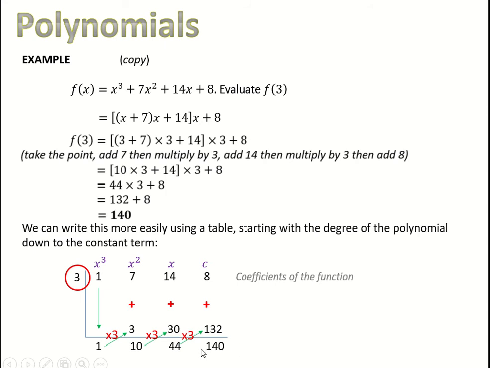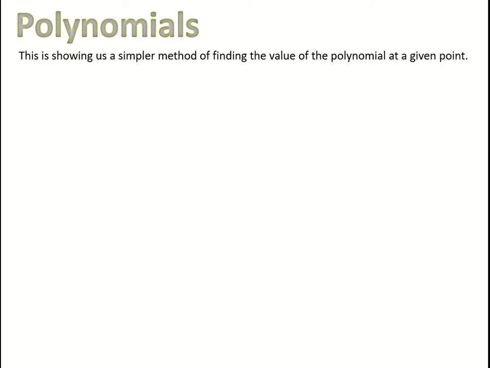If we're going to factorize this, if we're going to find a factor, then this number being 0 would tell us that it is a factor, okay? So we're going to use this method as an easier way of finding factors, okay? Right, so when x is 3, f of 3 equals 140. As I said, there's a lot of language in these kinds of questions. So this is showing us a simpler method of finding the value of the polynomial at a given point. In other words, it's going to find the value of the polynomial when there's a root, okay?